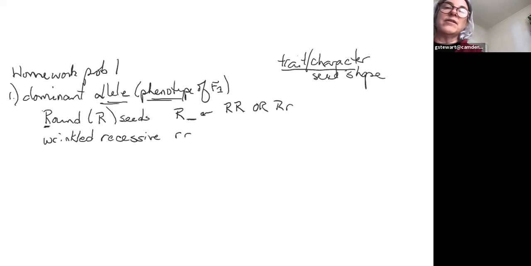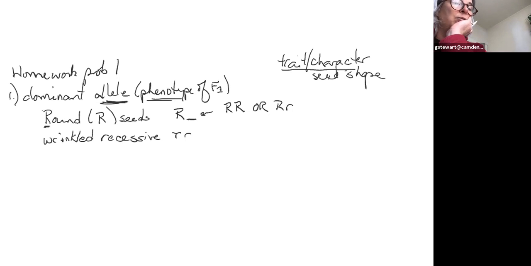Okay, so that's to start with. And I find it a good habit to always write that down at the beginning of the problem, because then I don't have to think too much about that when I'm actually trying to set up the cross and draw the Punnett square if I have that written out. So I have my character, seed shape, and my 2 alleles, the round allele and the recessive. It told me in the problem that the round allele was dominant, so that's why I gave it the capital R. And then the wrinkled allele is lowercase r.